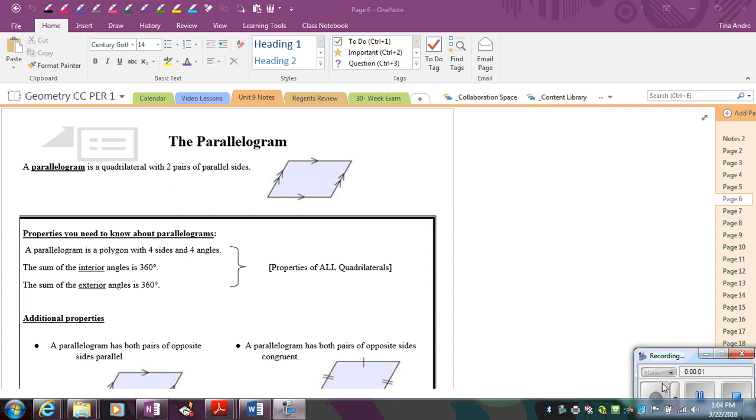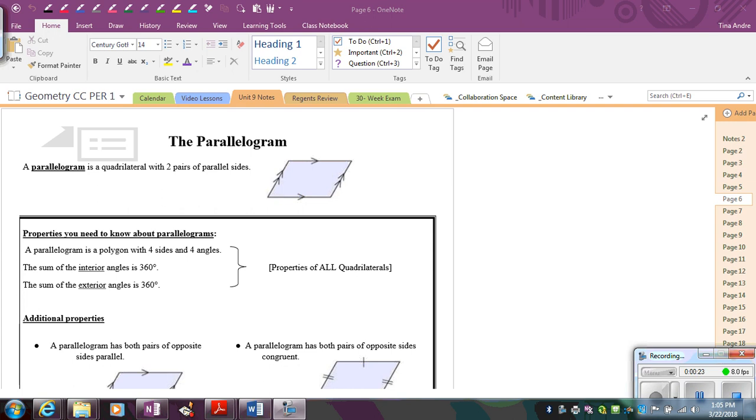In this lesson, we're going to learn about the parallelogram. So first thing is the definition of a parallelogram. A parallelogram is a quadrilateral with two pairs of parallel sides, hence parallelogram. So the opposite sides are parallel, and there has to be two pairs, because if there's only one pair of parallel sides, well then by definition this would be a trapezoid.